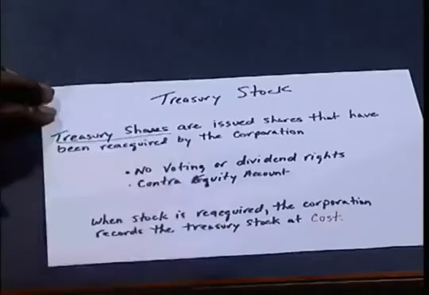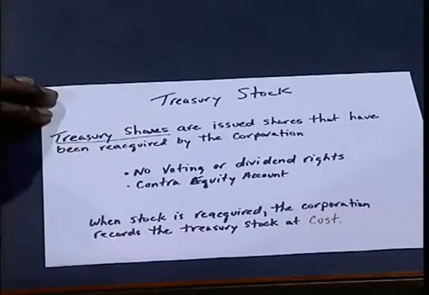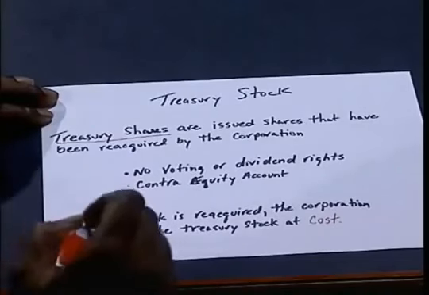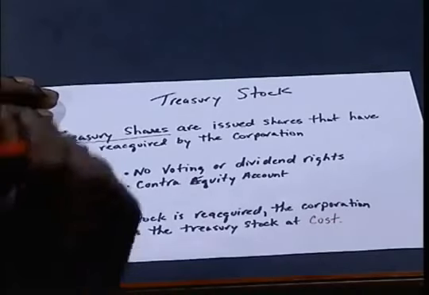We talked a little bit about treasury stock and treasury shares, and I mentioned it earlier. Treasury shares are issued shares that have been reacquired by the corporation. Of course, these shares have no voting or dividend rights, so the company doesn't receive dividends on that stock. It's also a contra equity account. Also, when stock is reacquired, the corporation records the treasury stock at cost. And we'll see that in the example that I have for you in this segment.